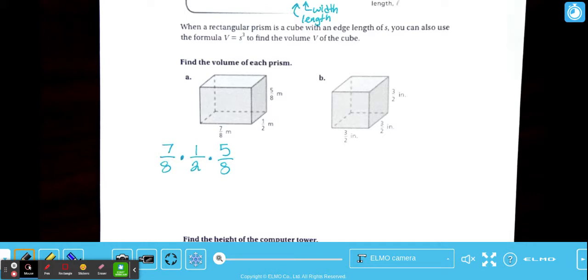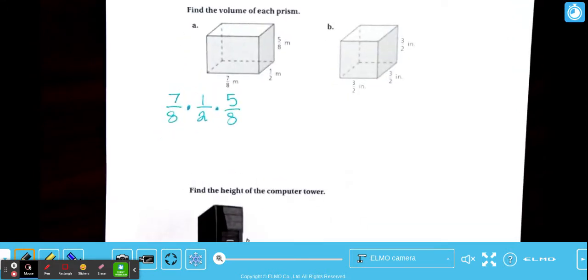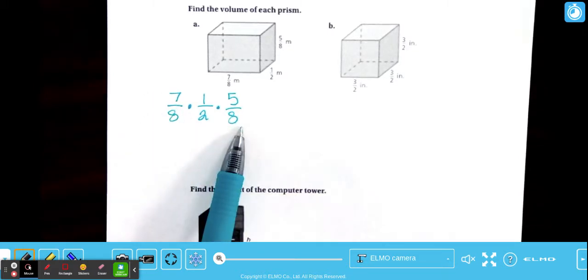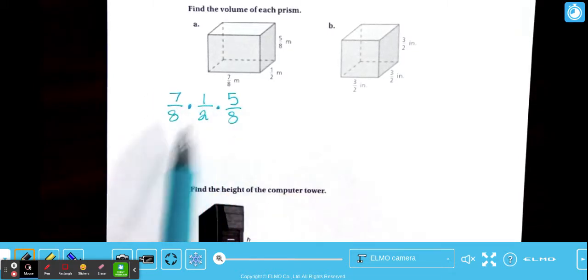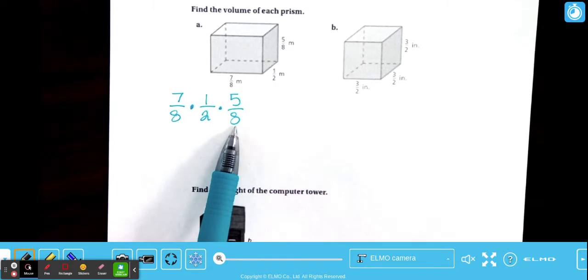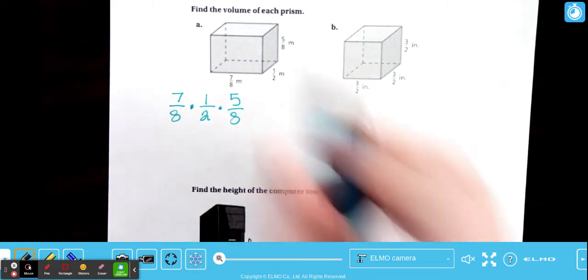All right, from here, can we all see this? Okay. Normally we're used to just multiplying 2 fractions together, but when you multiply 3 fractions together, you can still check for cross canceling. You're checking for any number up top that can cancel with any number down below. So does 7 cancel with any of these 3 numbers? No. Does 1 cancel with any of these 3 numbers? No. 1 is already as simple as it goes. 5, does it cancel with any of these 3 numbers? No. So I'm just going to multiply across.